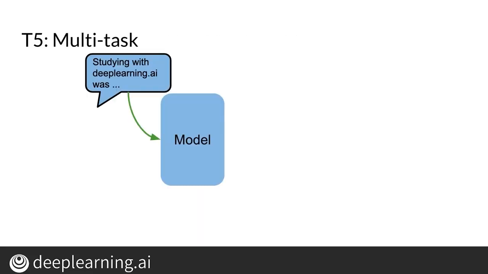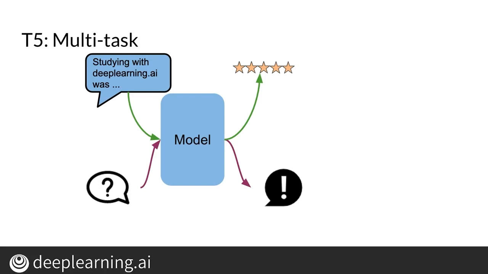So let's look at the multi-task training strategy over here. So you have "studying with deeplearning.ai" being fed into the model and it gives you a 5-star rating. And hopefully it's a 5-star rating. And then you have a question and then you get the answer.